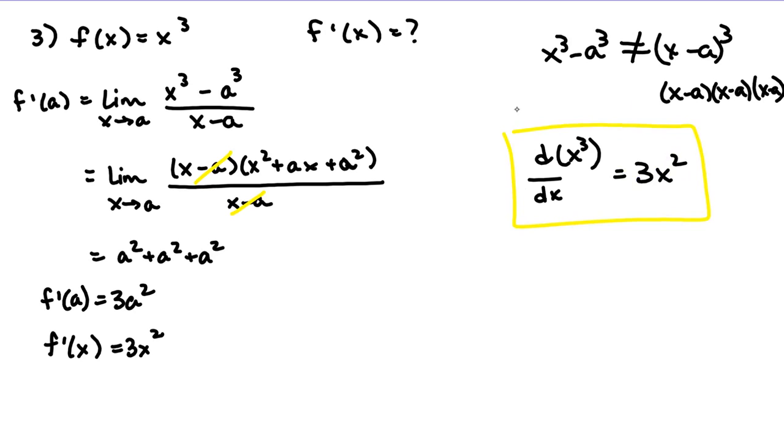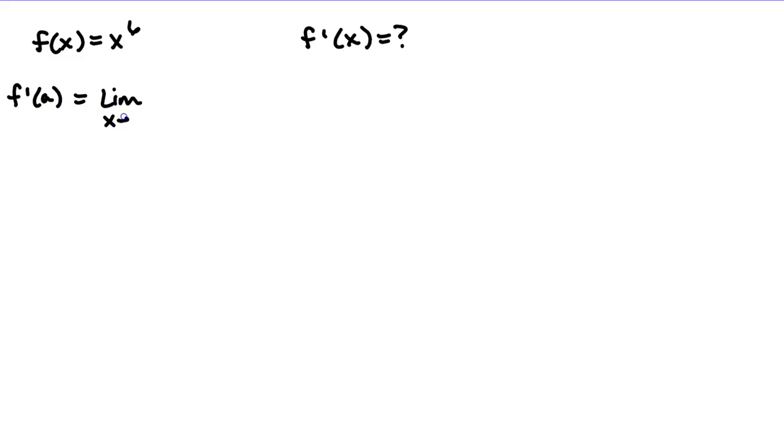Okay, now I'm going to jump a little bit and do f of x equals x to the sixth. What's the derivative? So, same idea. F prime of a is the limit as x approaches a of x to the sixth, the function, minus a to the sixth, the function evaluated at a, over x minus a.